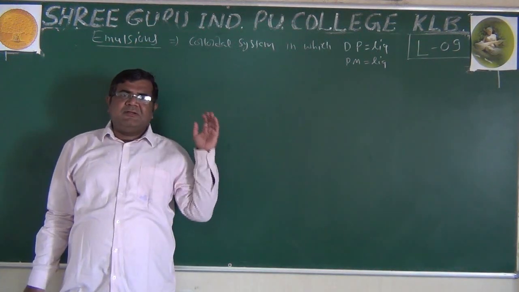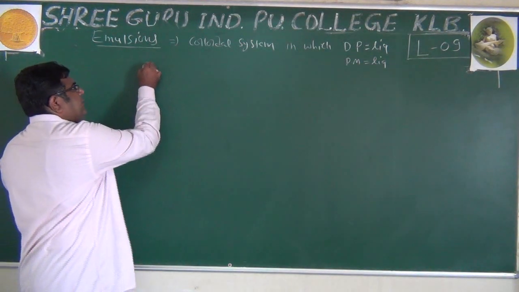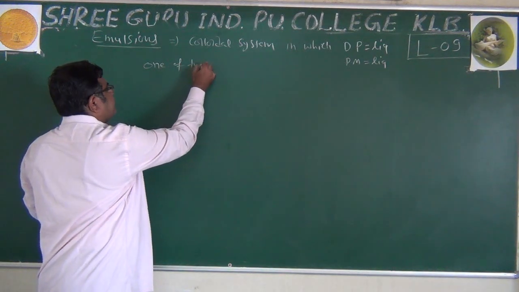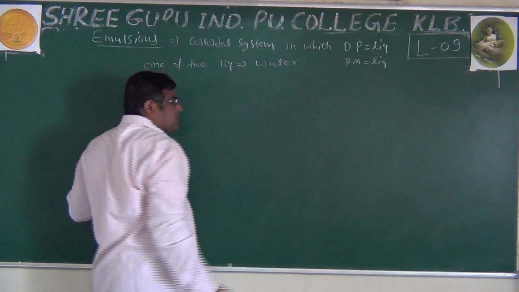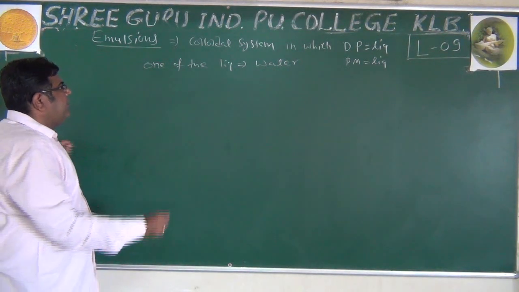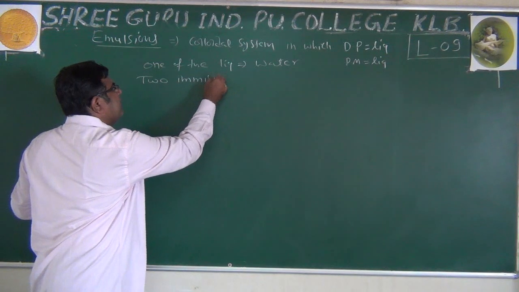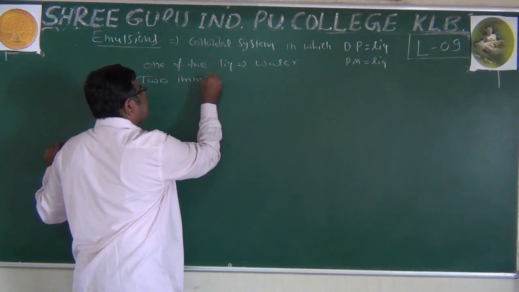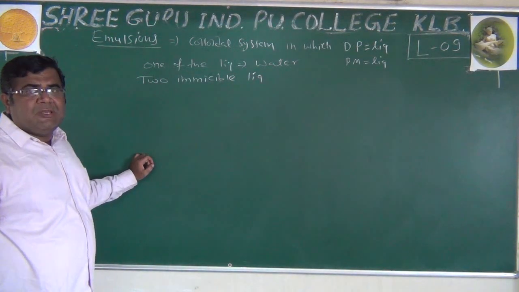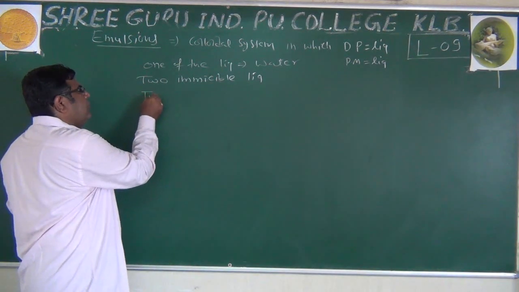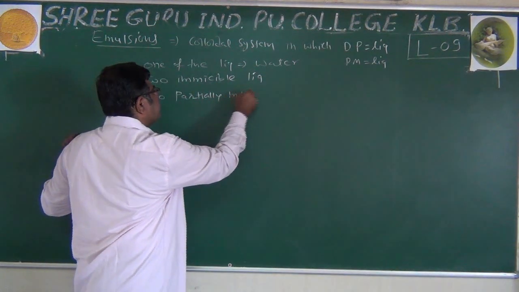Liquid particles dispersed in another liquid. One of the liquids is frequently water, and it is formed by two immiscible liquids, meaning those which do not dissolve into one another, or two partially miscible liquids.